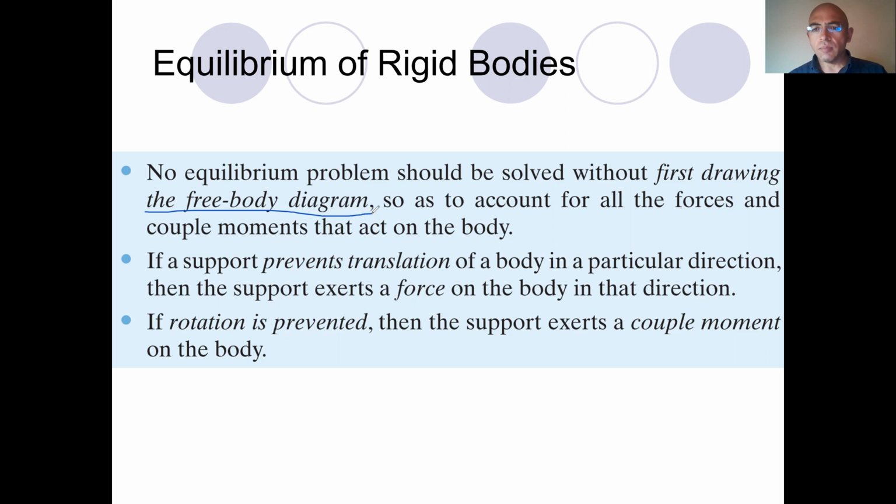Second thing is, if the rotation is prevented, for example, I want to rotate this object, and my hand is preventing it, avoiding it. Therefore, my hand is applying a moment in order to avoid the rotation of the object. This basically means that there is a moment coming from the support to the object. We will see it much more clearly when we begin to solve the problems.